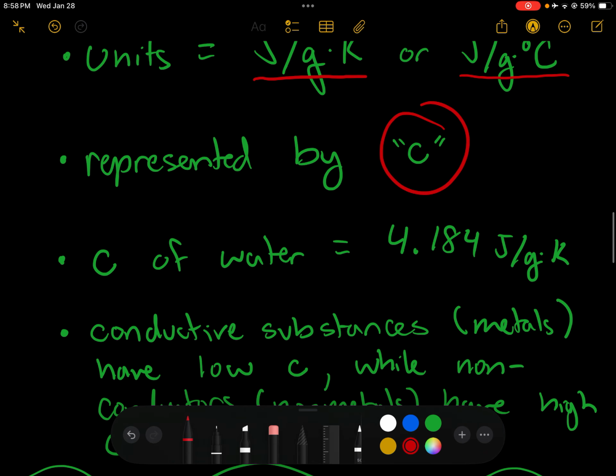There is one C value, one specific heat capacity that you should know by heart, and that is 4.184 joules per gram Kelvin, and that is specifically the specific heat of water. Why do you need to know it? Because it pops up all over the place. When we do calorimetry, 9 times out of 10, water is going to be involved somehow, and you're going to use this number. On the AP test, sometimes they'll give you that value, sometimes they will not, and so it is very helpful to know the specific heat capacity of water.